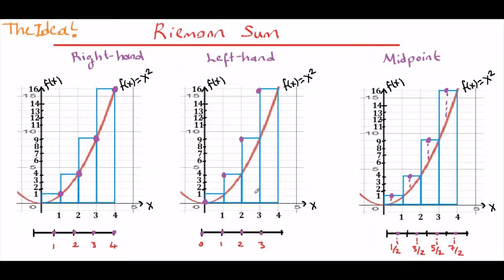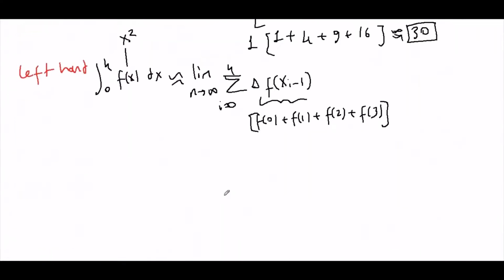We have 4 rectangles here, and the height of the first rectangle is 0. And our delta x is 1. 0 squared is 0, 1 squared is 1, 2 squared is 4, and 3 squared is 9. And this is going to be 14. And 14 is the underestimation. Let's do midpoint rule.